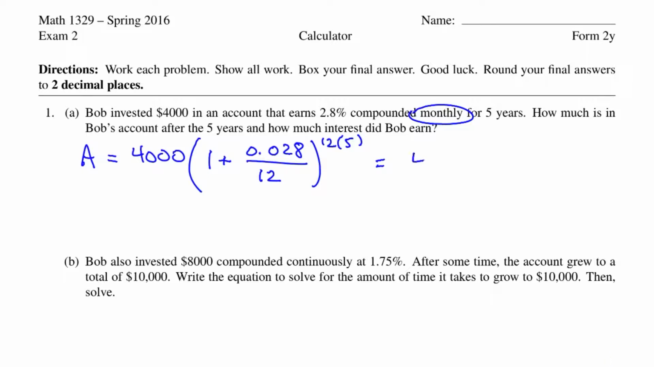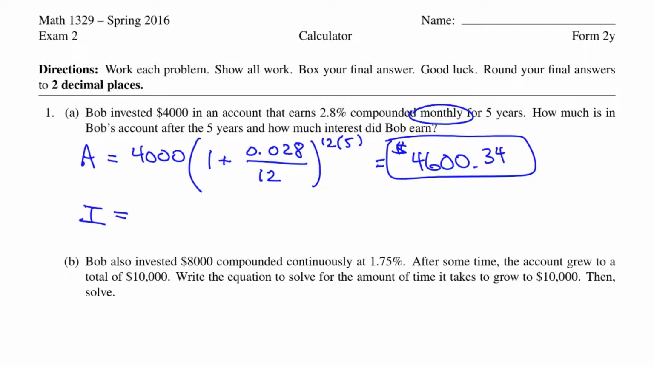The principal, 4,000, times (1 + 0.028 divided by 12), since it was compounded monthly, raised to the 12 times 5. If you work that out, you get $4,600.34. And the interest is that number minus 4,000, so just $600.34.